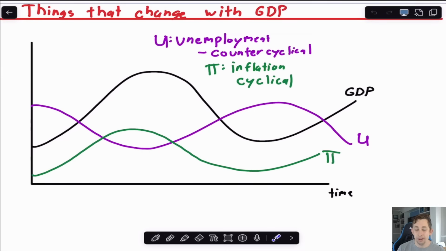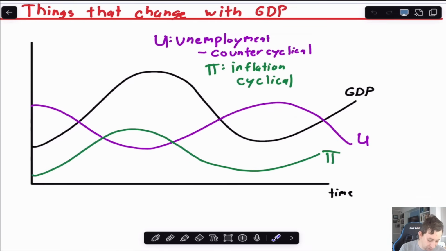Now, when we think about other macroeconomic factors that change with GDP, there are two main factors. The first is inflation, and we call that cyclical, because it's going to change in the same direction as GDP changes. So when GDP increases, inflation is also going to increase, and when GDP is decreasing, inflation generally also decreases. Unemployment, the amount of people that are not employed, is what we call countercyclical, because it's going to change in the opposite direction as GDP.